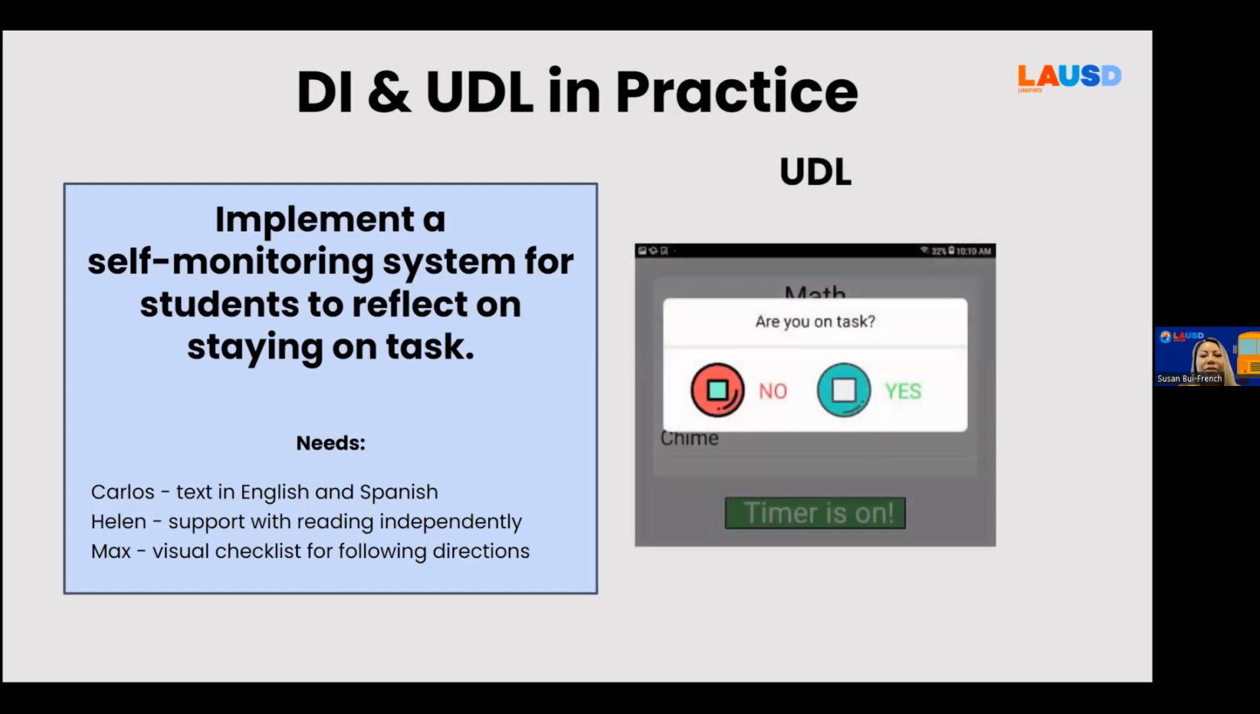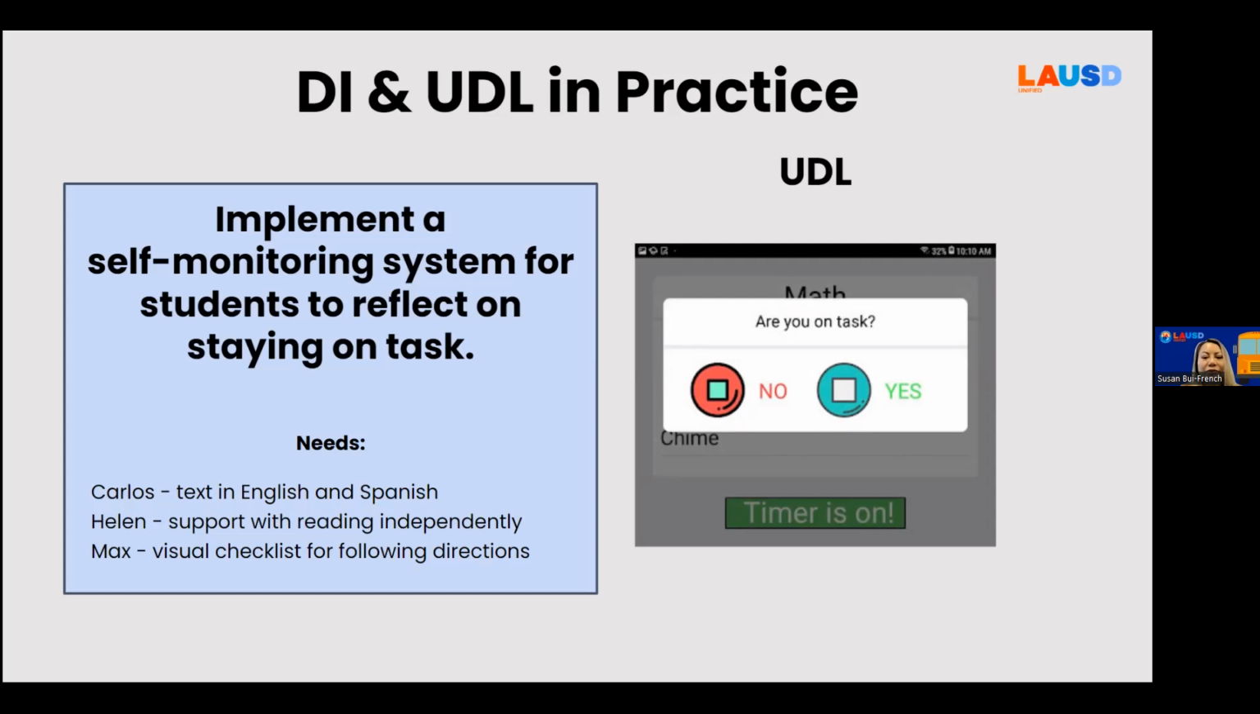Let's look at the same system, but through a UDL lens. What if we could create or use something for all of our students that would allow them to use a self-monitoring system without having to create many different versions? Mrs. Cornwell finds an app that provides multiple means of engagement, multiple means of representation, and multiple means of action and expression. Students are prompted when it is time to answer, given visual cues, and the language of the app can be changed in the settings. There is even an option to have the text read aloud.